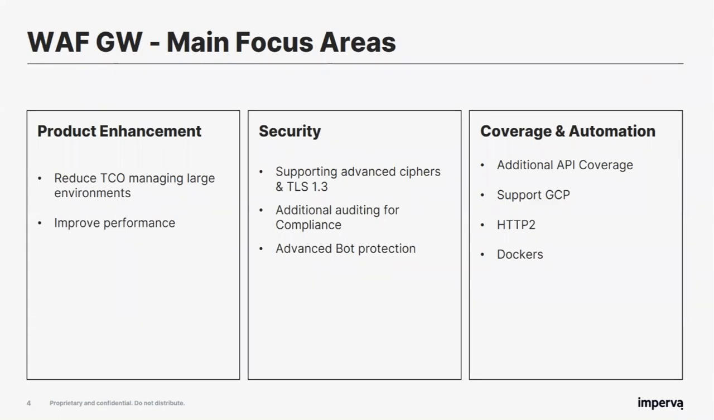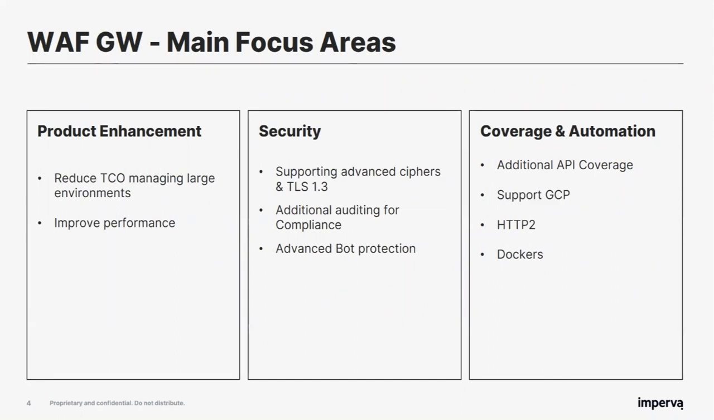Second, of course, we are a security company, and this is a security product. It's our bread and butter. So we are investing heavily in adding features around security, and I will touch on those in this presentation. Examples would be advanced ciphers and TLS 1.3 that many customers are talking about, additional auditing for compliance, and the ability to initiate advanced bot protection from WAF Gateway, which will soon be available.